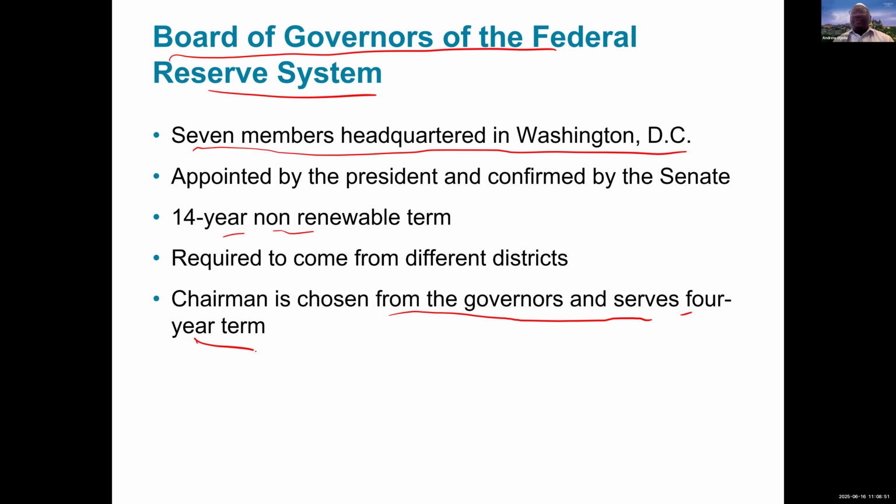Like the current chair of the Federal Reserve is Jerome Powell. Who served before Jerome Powell? It was Janet Yellen. Okay, Janet Yellen was appointed by President Obama, the first ever female to serve as the chair of the Federal Reserve. But before Janet Yellen served as chair of the Federal Reserve, we had Ben Bernanke. Ben Bernanke served for 8 years.